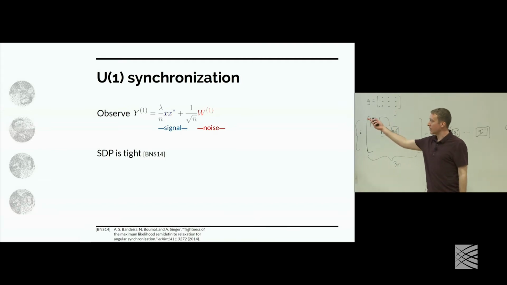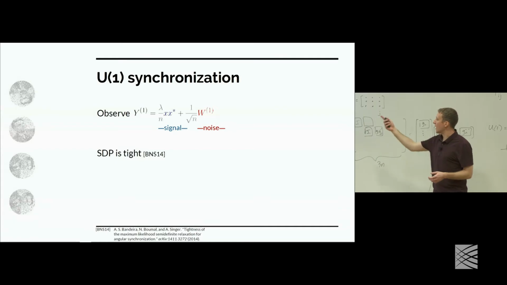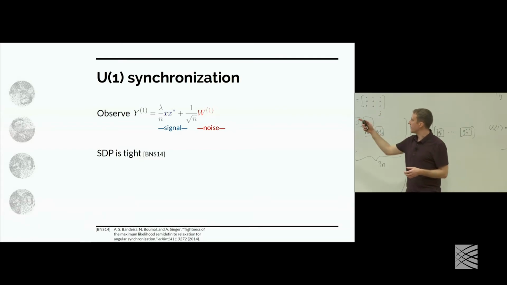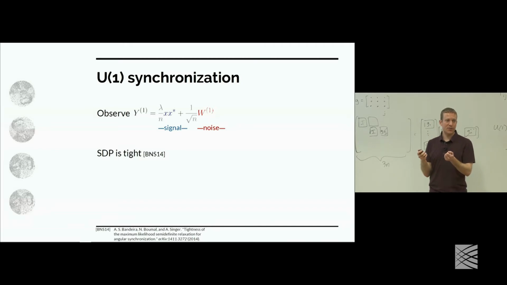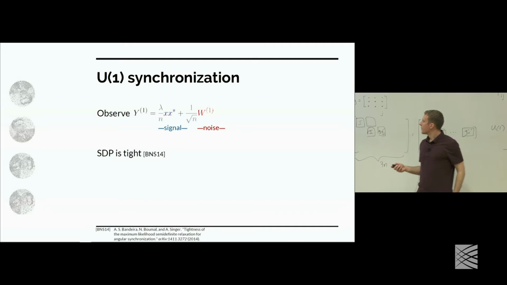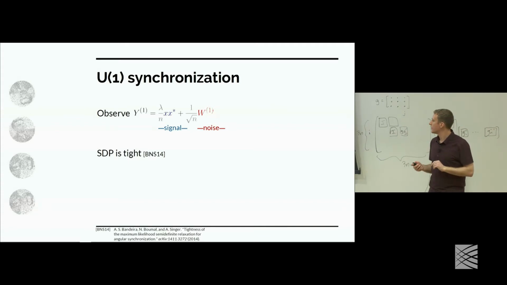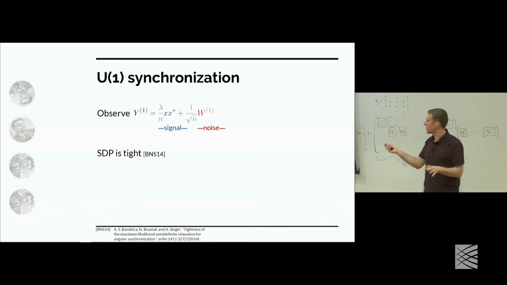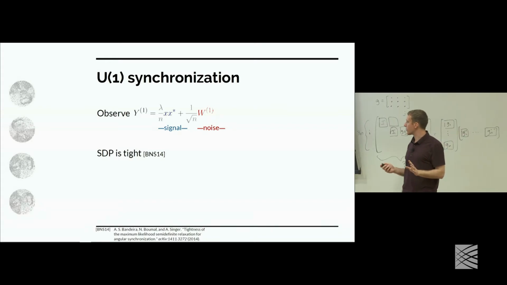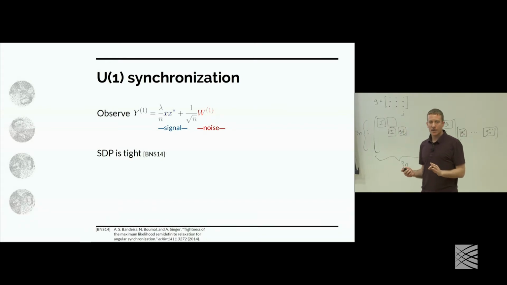So here's a similar noise model to the Z2 case, but now complex. We have this XX star, which is now the matrix of relative rotations. Star is the conjugate transpose. This simple model behaves similarly to the Z2 case. For instance, it's been studied already, and semi-definite programming works well here.